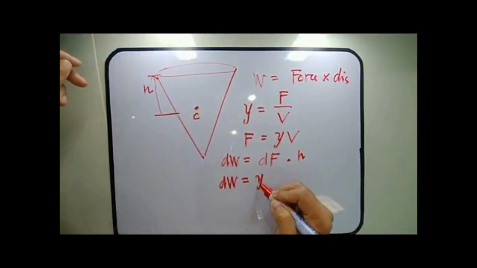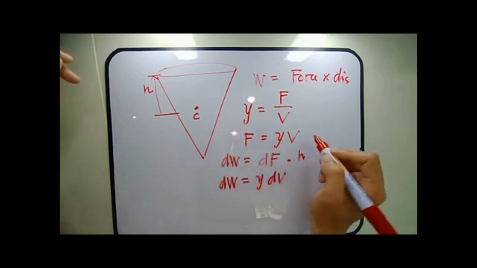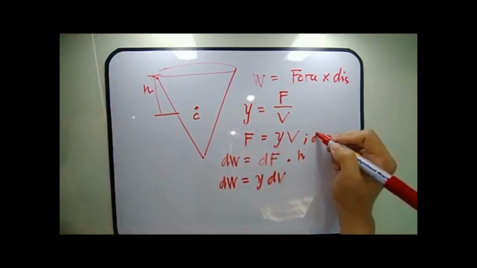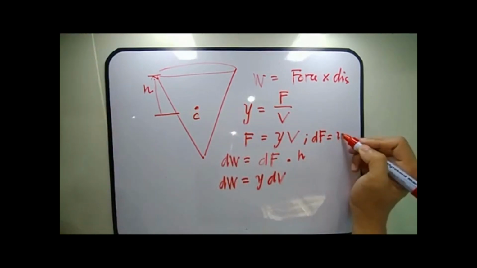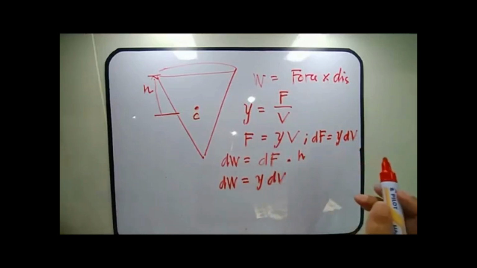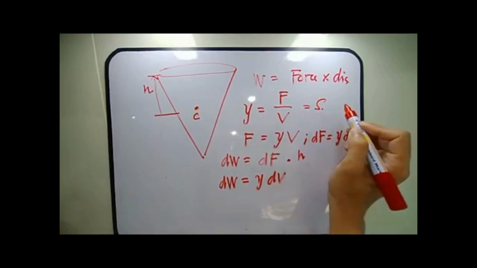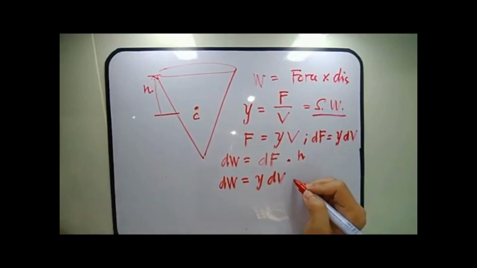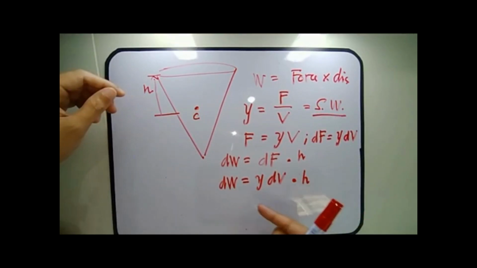So y differential of volume, so this is the differential force. If you differentiate both sides, this will become differential of force equals y differential of volume. So the y here is the specific weight, so specific weight times h. We integrate both sides, we have work equals.